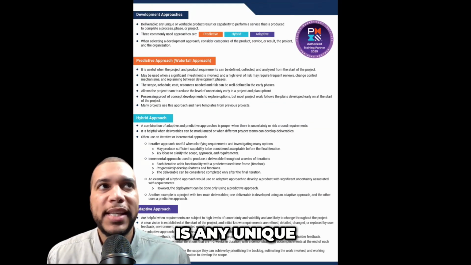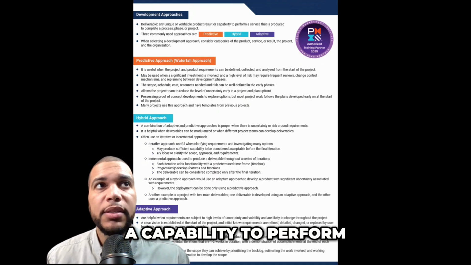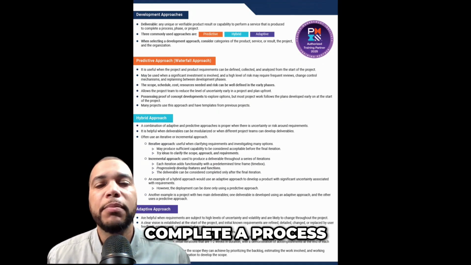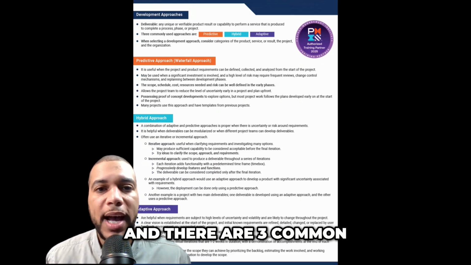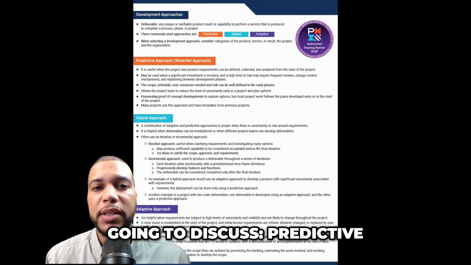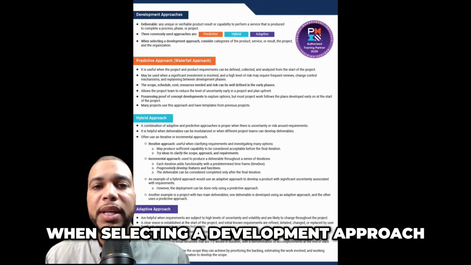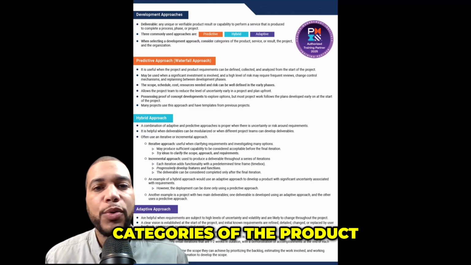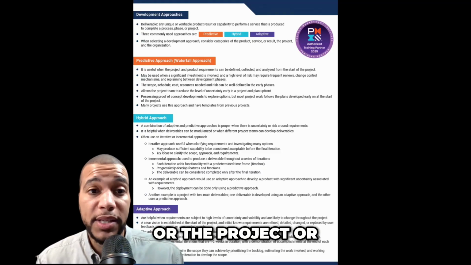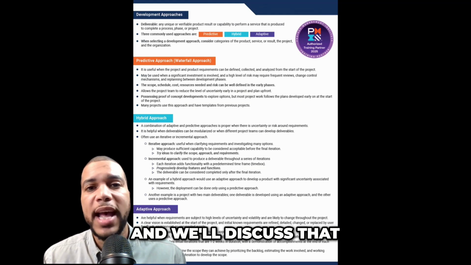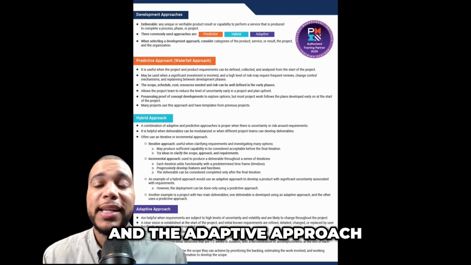The deliverable is any unique or verifiable product, result, or capability to perform a service that is produced to complete a process, phase, or project. And there are three common development approaches that we're going to discuss: predictive, hybrid, and adaptive. When selecting a development approach, you should consider the categories of the product, service, or result, or the project, or the organization as well. And we'll discuss that in a separate video: the predictive approach, the hybrid approach, and the adaptive approach.